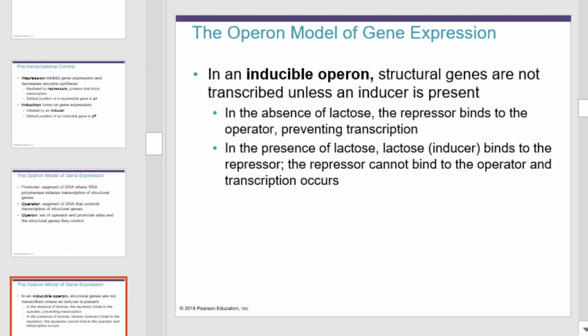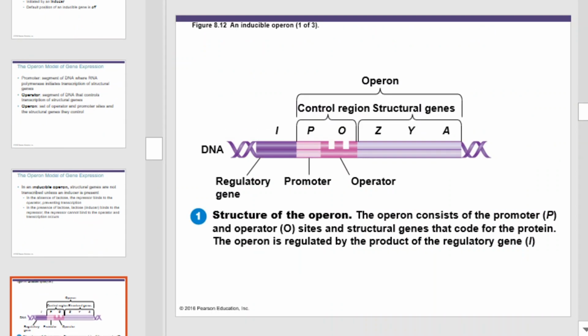In an inducible operon, structural genes are not transcribed unless an inducer is present. In the absence of lactose, the repressor binds to the operator, preventing transcription. In the presence of lactose, the inducer binds to the repressor. The repressor cannot bind to the operator, and transcription occurs. This is an illustration of an inducible operon.